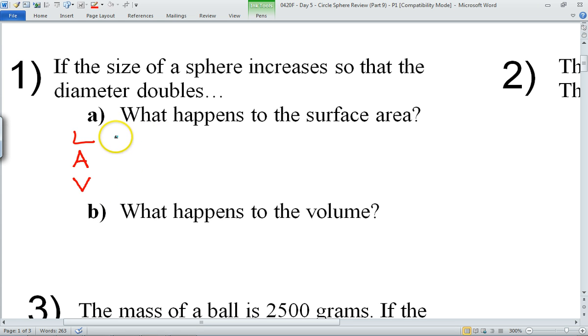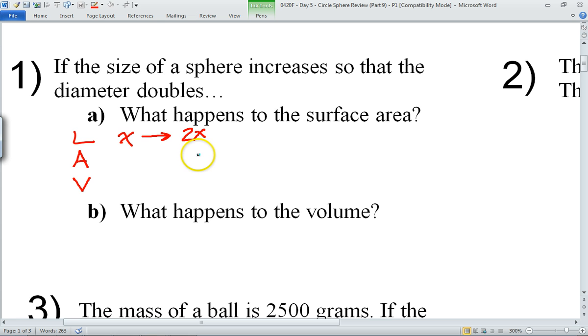And now, here's what we would decide. We would always start with length if we could. Let's see. The size of a sphere increases so that the diameter doubles. Diameter doubles, that's the length, right? So I'm talking about the length doubles. Let's just call it x. If the original length was x, if I double it, what's the new length? 2x. The new length would be 2x. Okay, so I've got that so far.